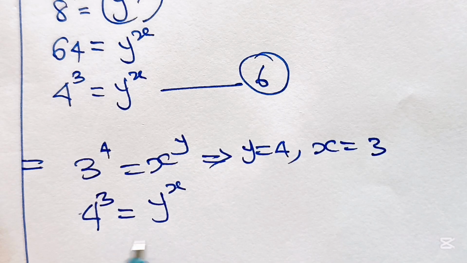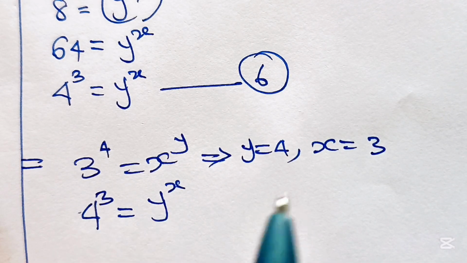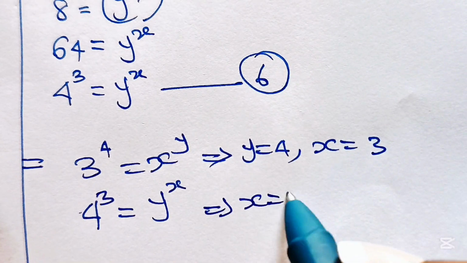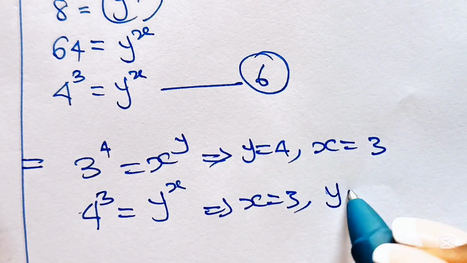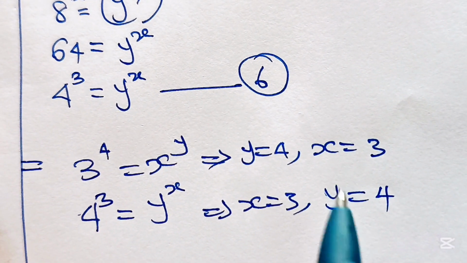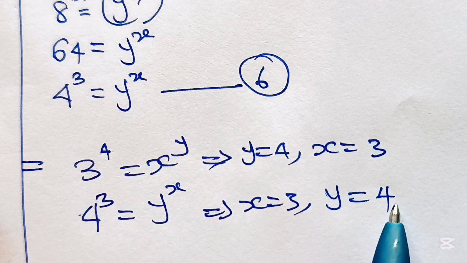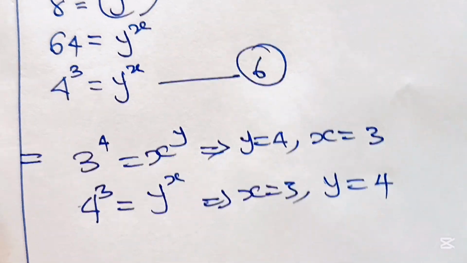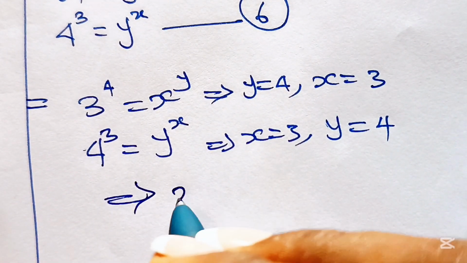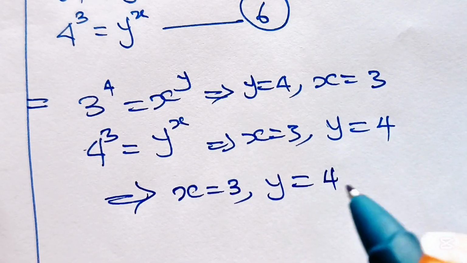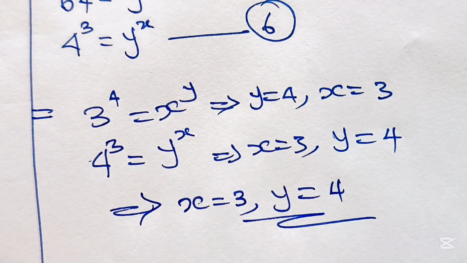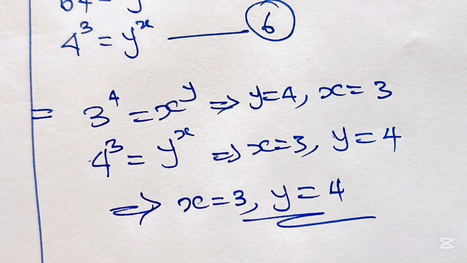Now, from this side, we can see x is equal to 3, and y is equal to 4. You can see y is equal to 4, x is equal to 3. So this implies that our x is equal to 3 and our y is equal to 4. So these are the values of x and y.